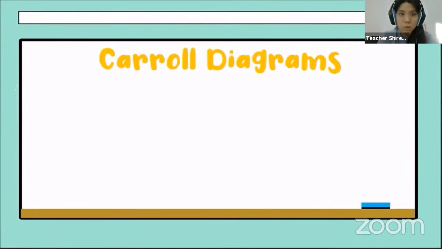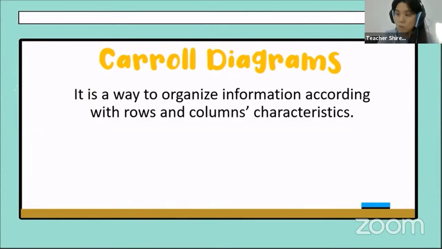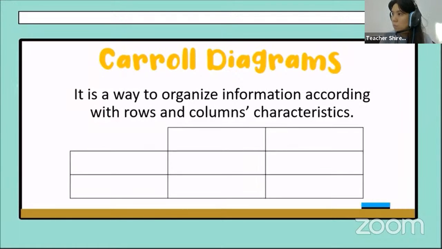Today we are going to talk about Carroll diagrams. But what is a Carroll diagram? A Carroll diagram is a specific way to organize information according to rows and columns characteristics. This is the scheme that appears for Carroll diagrams. In Carroll diagrams, we have columns and rows, as I told you, and we have to organize the information.